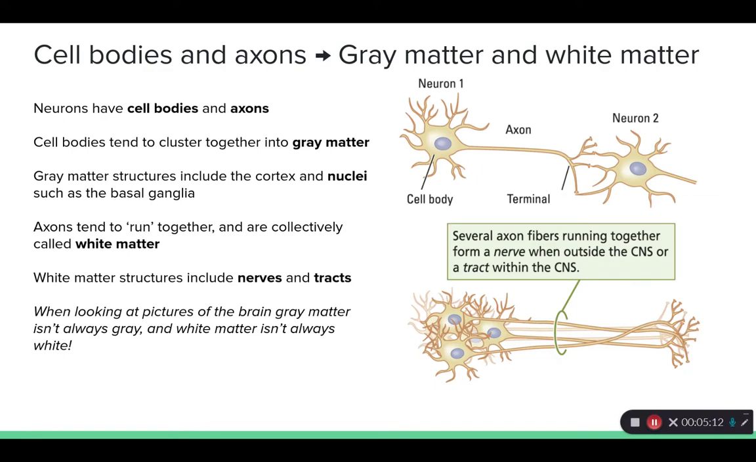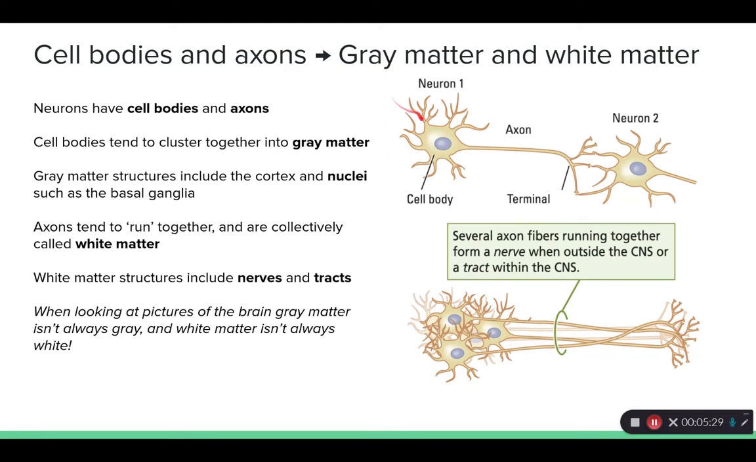Now, the other part of neurons, the axons, they also tend to want to cluster together or run together. And collectively, when we're talking about a part of neural tissue that consists mainly of axons, we call that white matter.